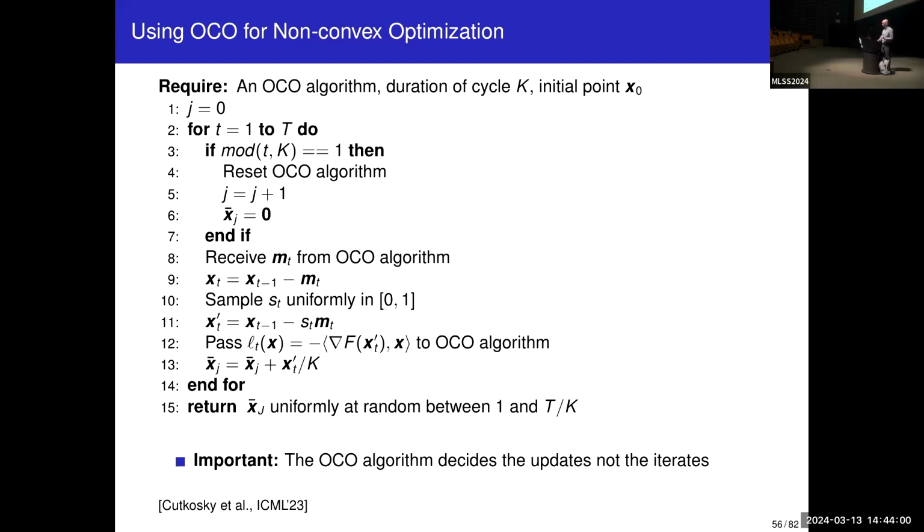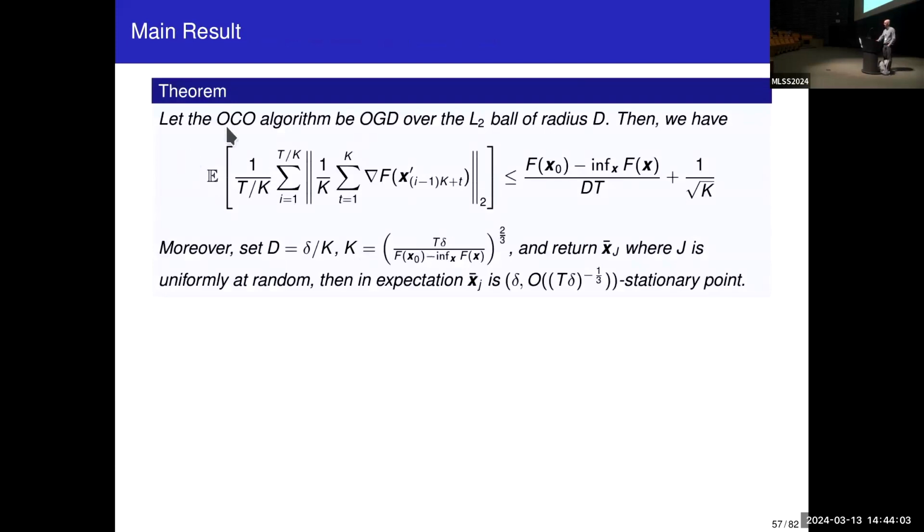So what can we show? We can show that if the online convex optimization algorithm is just online gradient descent, the plainest thing possible, with a constraint of an L2 ball of radius D, then we can show that this ugly expression, that we will parse in a moment, is less than the difference between f of x0 and the infimum of f, divided by capital T iterations, plus 1 over the square root of the length of the cycle. Again, in a moment I will tell you all about these terms.